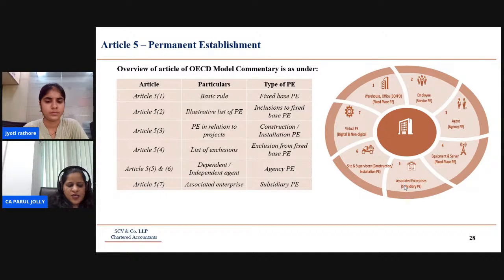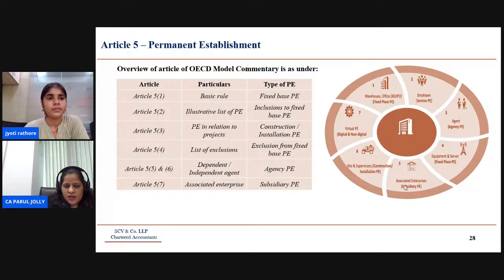So Article 5.3 is what we call generally as construction PE. So this is PE in relation to a project. So if a construction contract, an EPC contract, continues for more than a particular period in another country, a construction PE is said to be constituted, and the profits attributable to that project get taxed in the other jurisdiction. So different models, OECD and UN, have different threshold periods. The UN model generally says 6 months. India's treaties with countries like Switzerland, Sweden, Spain, the threshold period is 6 months. OECD talks about a 12 months period.